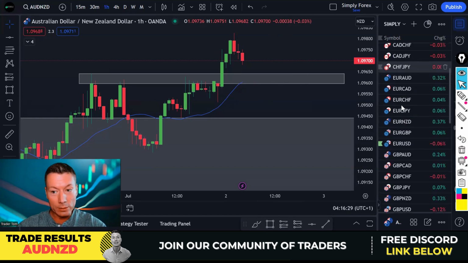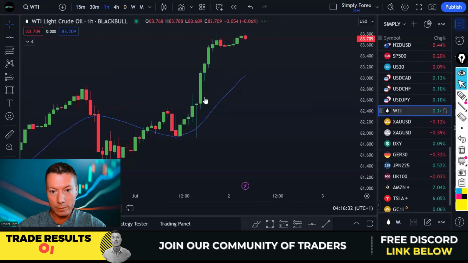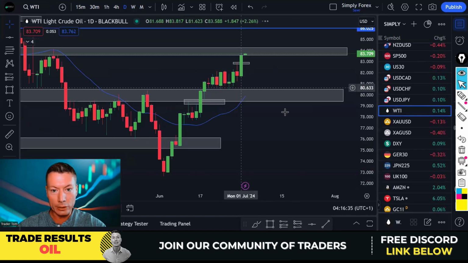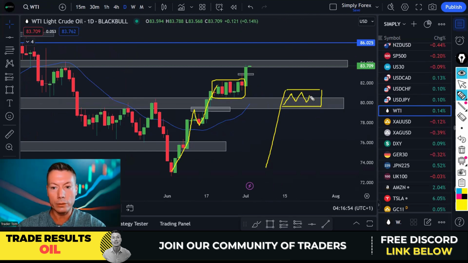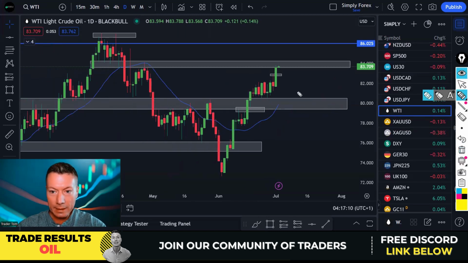The last one I'm looking at is oil. So this is West Texas. If we look at the day chart, why do I like it? Because we were in this uptrend, and then we got this area of consolidation. This is like a flag and pennant pattern, and this is normally a continuation of trend like this. And as you can see, we got a nice big bullish candle that broke out of the flag. That's what I call it anyway, the flag and pennant. You can see this candle here is a continuation of trend.